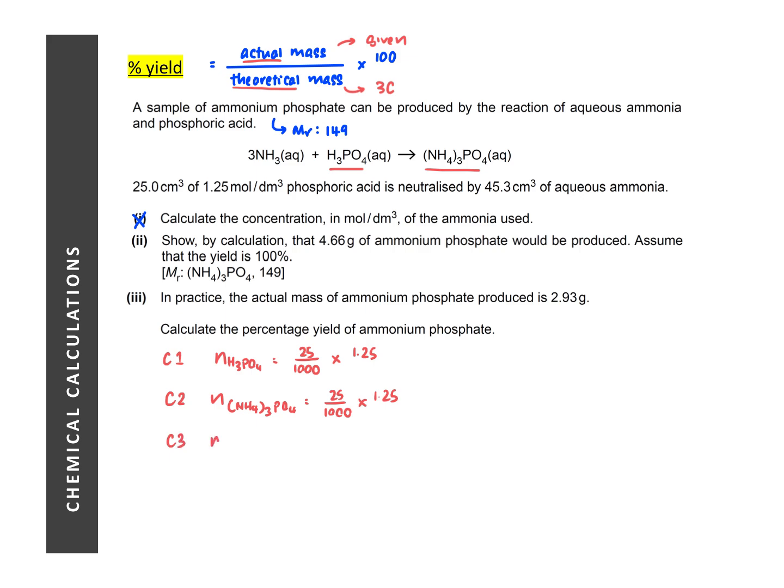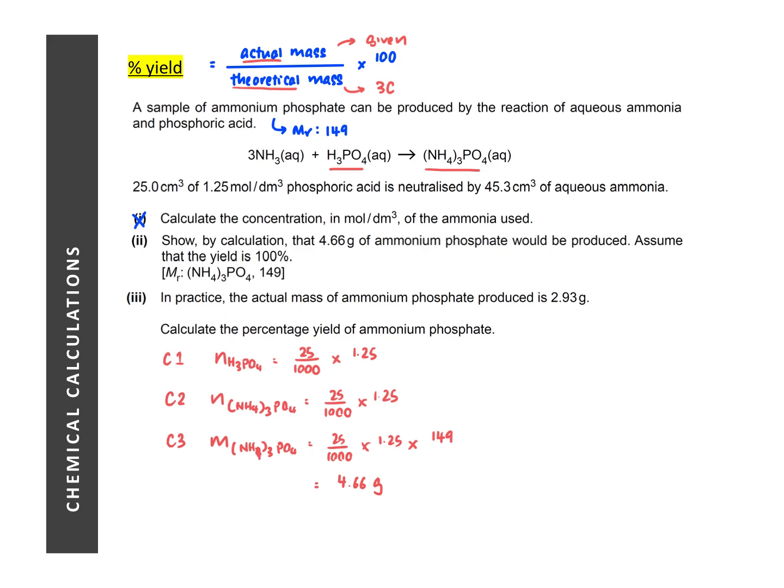And the last thing is C3, convert from moles. What do we convert to? We want to find the mass of ammonium phosphate. So we take the number of moles multiplied by the molar mass, which is given to be 149. Okay, so that would give us a value of 4.66. Once again, what we have done is to apply the 3C approach to find the theoretical mass of ammonium phosphate.